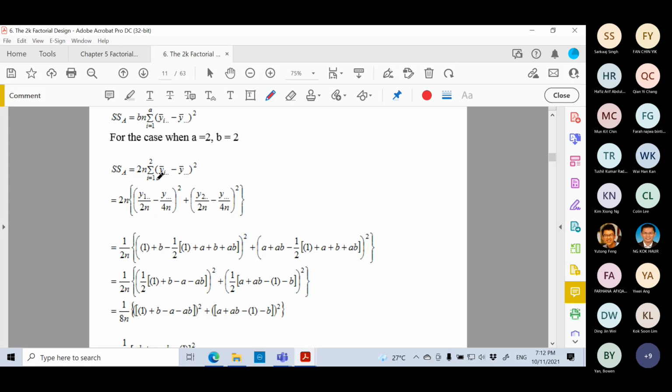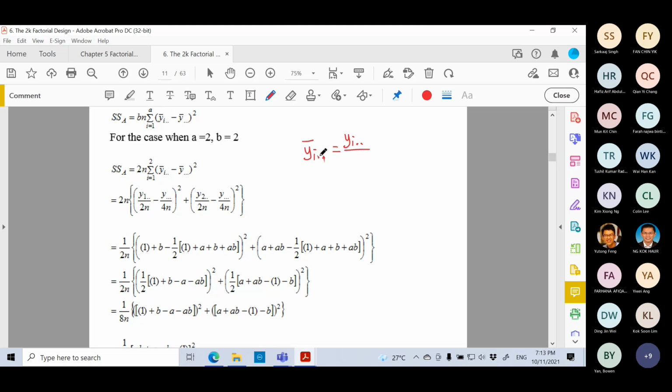So if we list it down, of course we have a 2n here. And then you have i equal to 1, a first term plus the second term here. So of course here, y bar i dot, this one will refer to the average value. This one is actually equal to what you have before, just yi dot dot, the total under the cell i, divided by the total observations you have inside there.